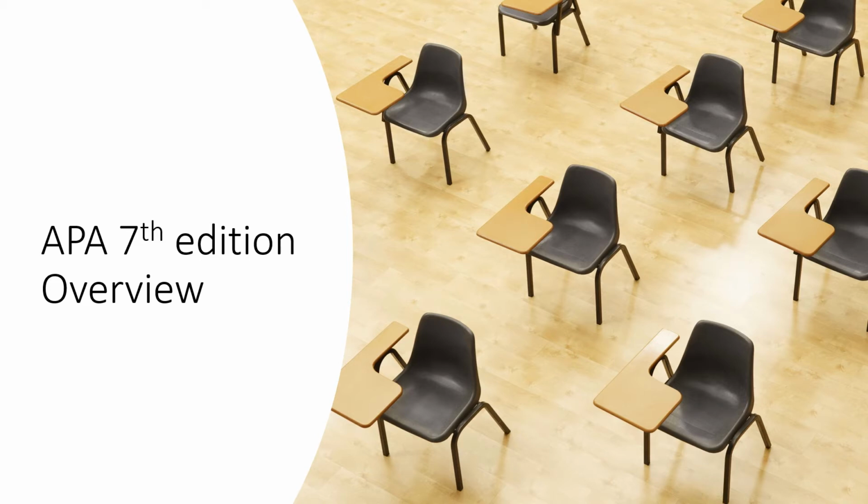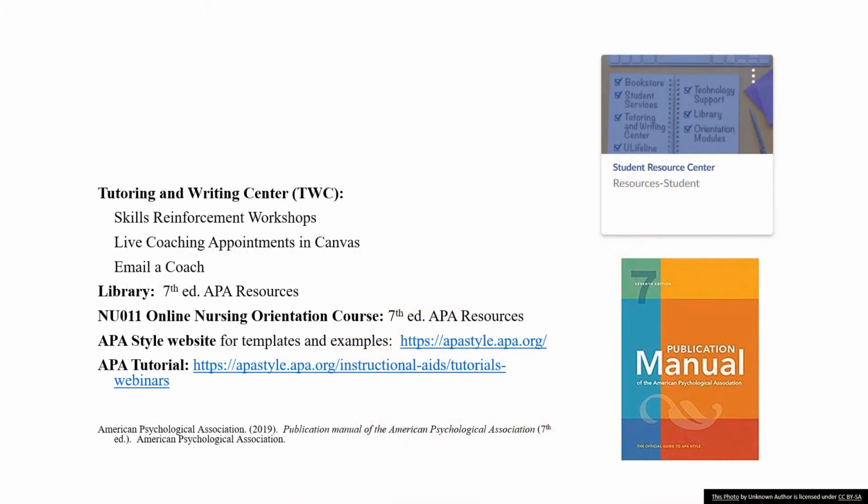The purpose of this presentation is to do a quick overview of some of the key elements of 7th edition APA. First, we want you to know that you have multiple resources for 7th edition APA at your fingertips. The Tutoring and Writing Center and Library tabs are available inside the Student Resources Center tab on your Canvas dashboard.